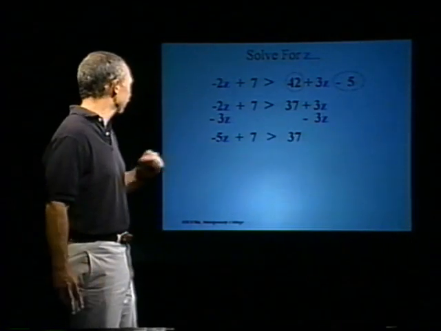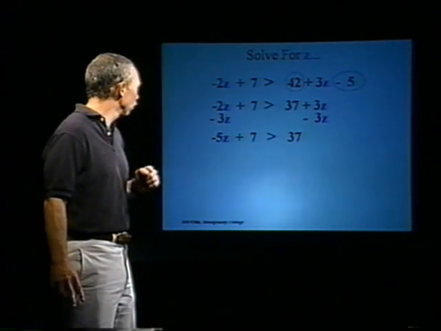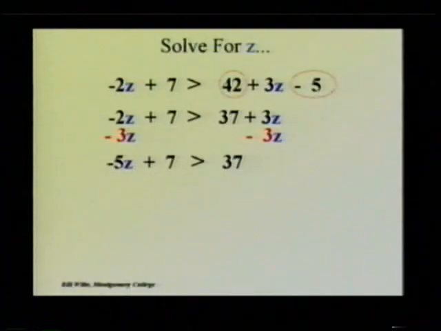Okay? Now, I got to get this z by itself. Who do I get rid of first? Well, I'm going to get rid of, you may remember, the 7. I'm going to subtract a 7 from this side. Wait a minute. You need to subtract it from the other side. Okay? Let's see. I got minus 5z is greater than 30.